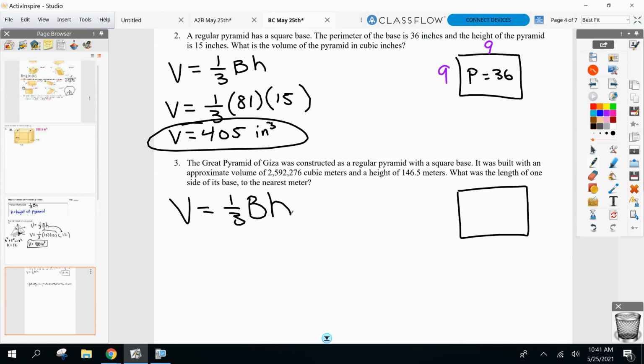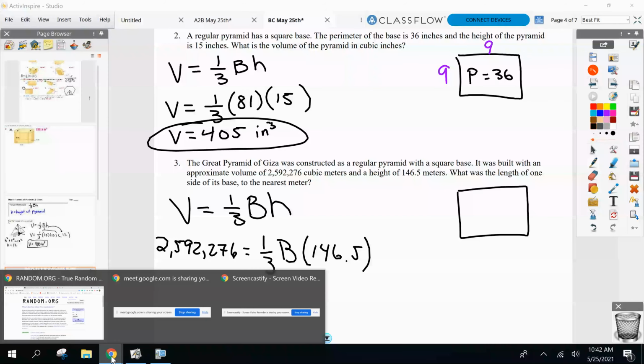All right. The volume is 2,592,276 equals 1/3. I don't know the area of the base. Maybe I can solve for it, but I do know the height is 146.5. So it looks like I'm given everything but the area of the base. I know that doesn't solve my problem, but let's talk at the end. Let's solve for capital B, the area of the base, and see if anybody can figure out, hey, how can the area get me to one side?